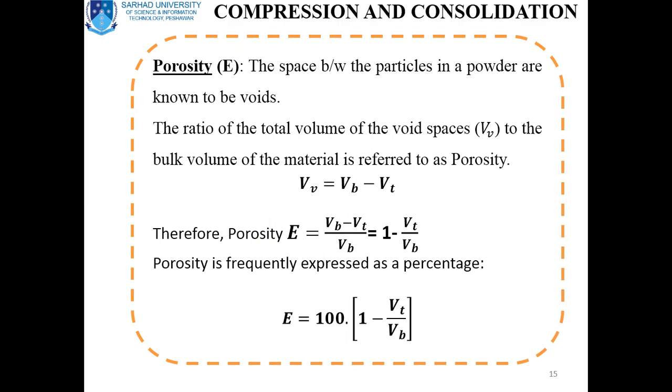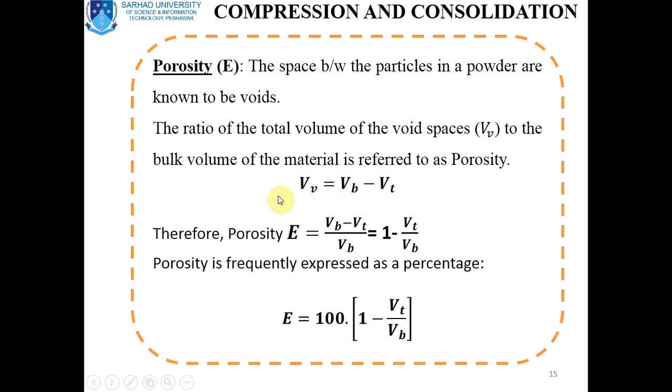Another terminology is porosity, abbreviated as capital E. The space between the particles in a powder is known as voids or empty spaces, that is, the space between the particles in a powder mass. The ratio of the total volume of the void spaces, that is VV, to the bulk volume of the material is referred to as porosity.